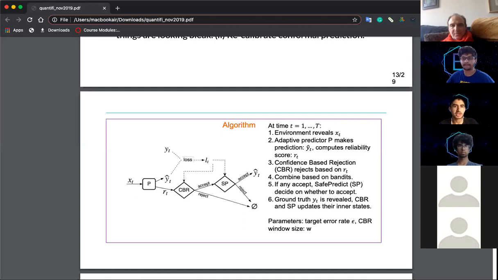So, Professor, I just wanted to clarify something really quickly. In terms of SafePredict, is the following statement correct? As the error rate of the model decreases, SafePredict will allow for more predictions. Is that correct? Absolutely, perfect. Okay, yeah, that's exactly right.